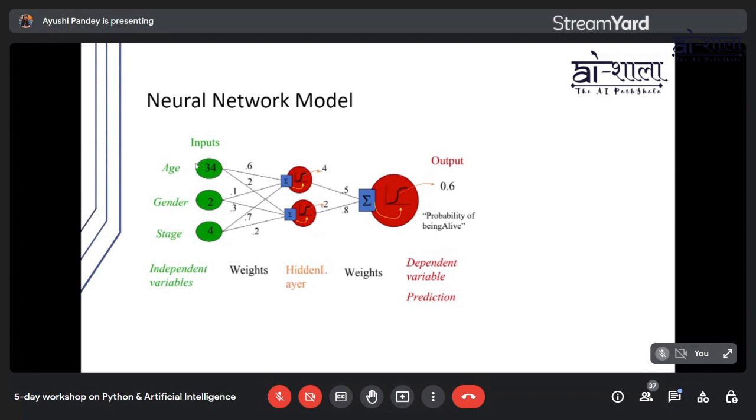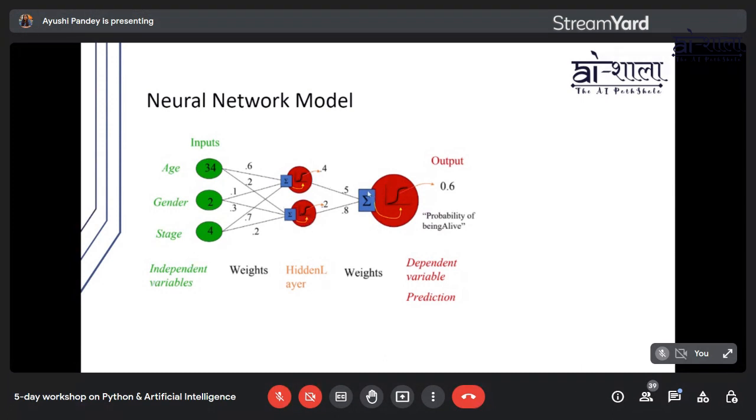So we have these inputs: age, gender, stage. And these are the weights associated with them. In the hidden layer, the computation is happening. If we have multiple layers, then multiple weighted multiplications and activations will take place. The weighted sum and activation happen here, and another sum and activation happen in this layer.